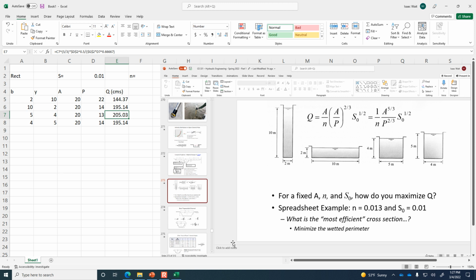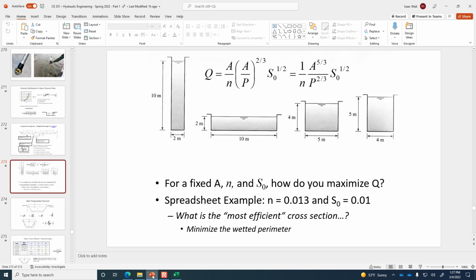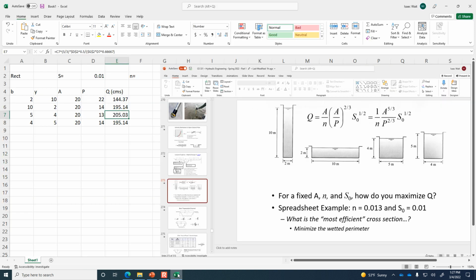What's ideal though? Like what's the best, the most efficient cross section? That's the question. And for a rectangular shape, the most efficient is a half square. So what we would want to do is, well, I'll show you the most efficient formulas in a moment. Let me go to that.